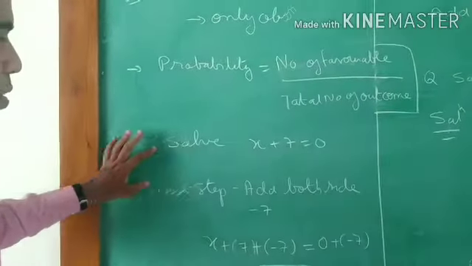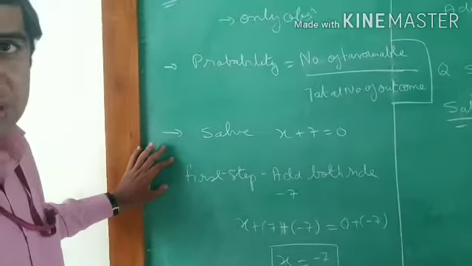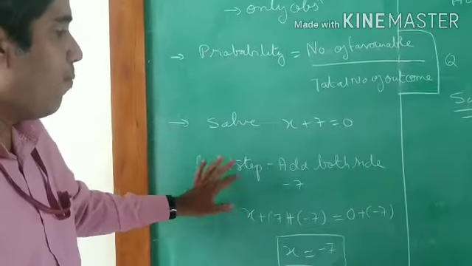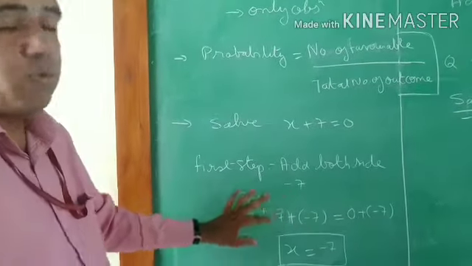x plus 7 equal to 0. What is the first step? We will come here. What to write? So add both sides minus 7. Now the question comes here.